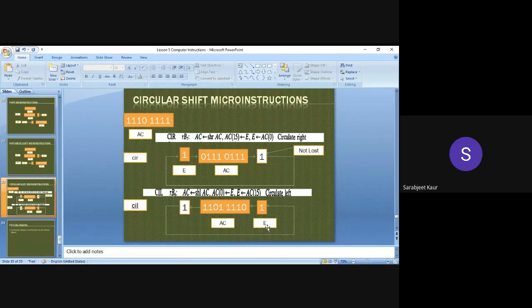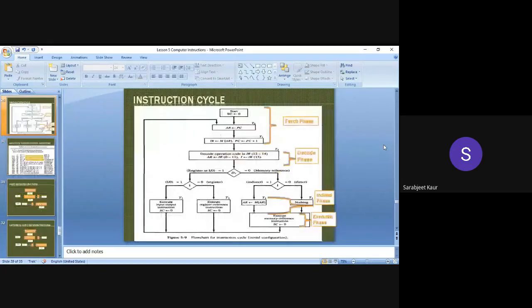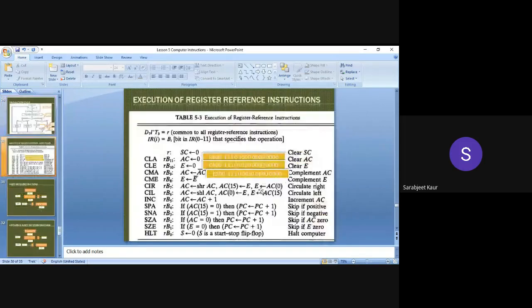These are all the register reference instructions now. I hope you don't have a problem. You have understood all these? These are clear to you? Yes, ma'am. Right.